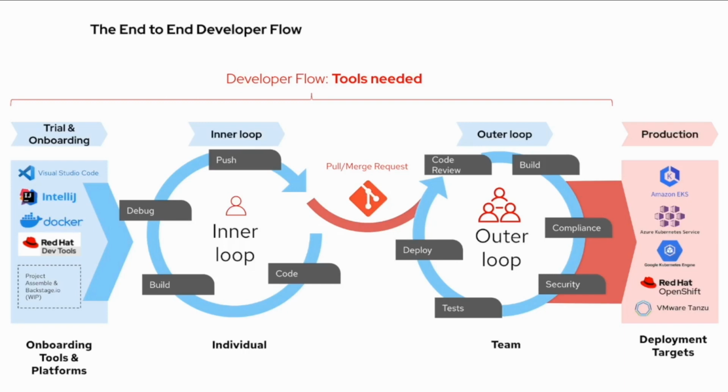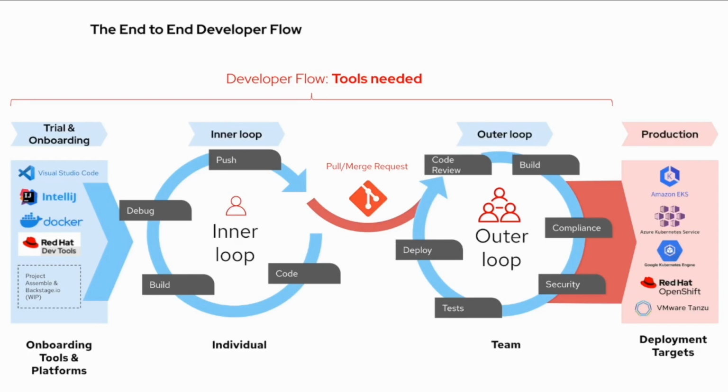So when it comes to trial and onboarding, we help cover the things where you can get access to the tooling and the environments so that you could do these activities of inner loop and outer loop in a fast, friction-free manner. When it comes to production environments, you want to make sure that we support the environments which are of your choice across the open hybrid cloud landscape so that you could achieve the results of your application as soon as possible.